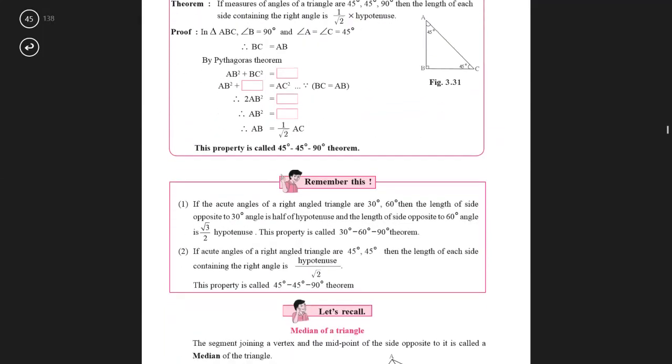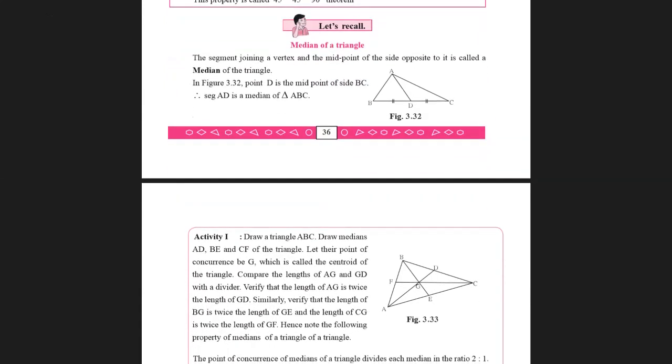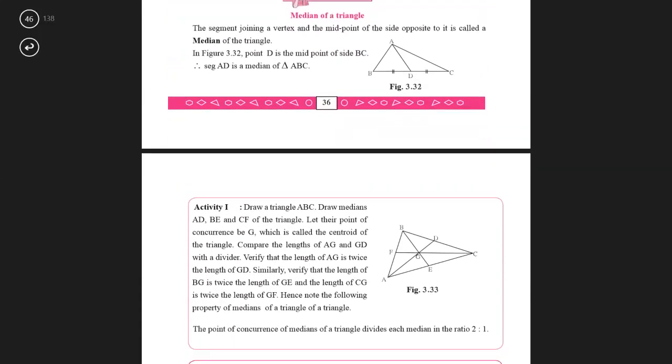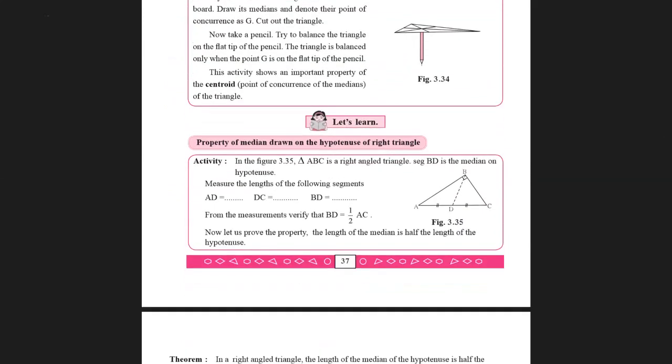We come to the next theorem. If measures of angles are 45, 45, 90, length of each side is 1 by root 2 hypotenuse. This theorem you will write. Remember, this not required because we have finished with the theorems. Write median of a triangle, the definition and the figure 3.32. Next, coming to activity 1, you just need to write the last sentence. Point of concurrence of medians of a triangle divides each median in the ratio 2:1. Okay, that's it. Activity 2 not required.